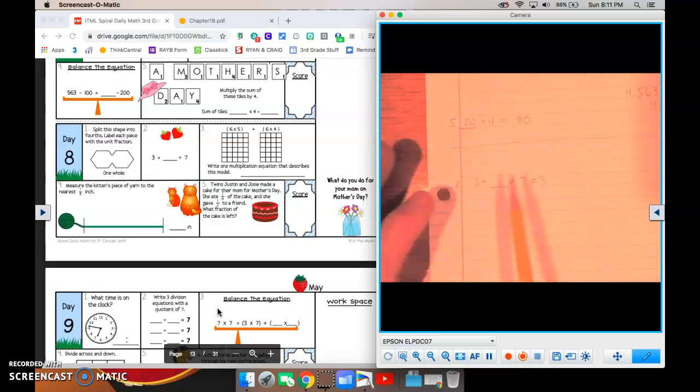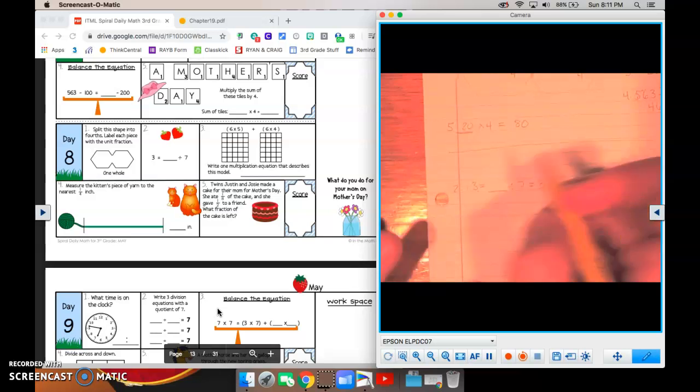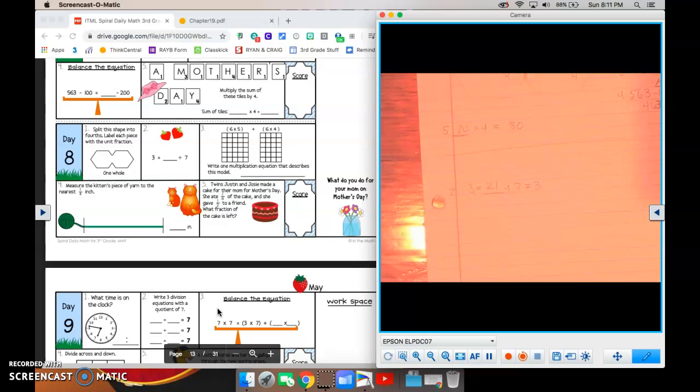So we have to take a number that's bigger than either of these two, right? We're going to divide it by 7, and it's going to give us 3. So we're going to work backwards this time. We're going to take 3 times 7. Well, 3 times 7 is 21, and that is our answer. So 21 divided by 7 equals 3.